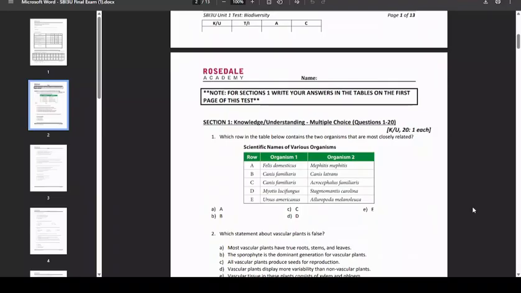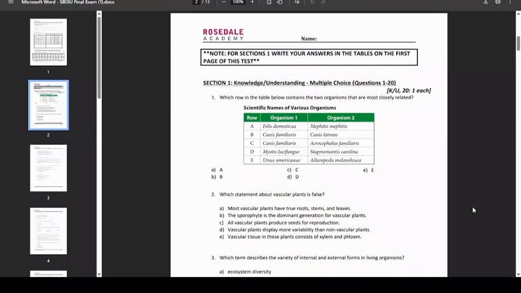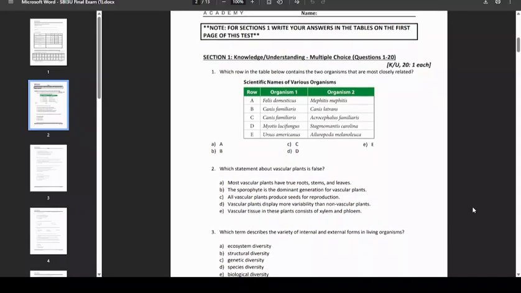So, obviously, we're going to start with the multiple choice. Which row in the table contains the two organisms that are most closely related? Row A has Felis dominicus and Meltis methydus. I don't want to read their names, but clearly they're different. And B, they're a little similar. They have the same genus, Canis. C, they're not related at all. D, not really. E, not really. So we can go ahead and conclude that B is the answer.